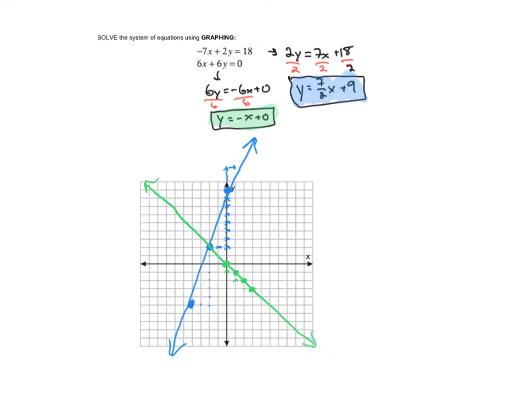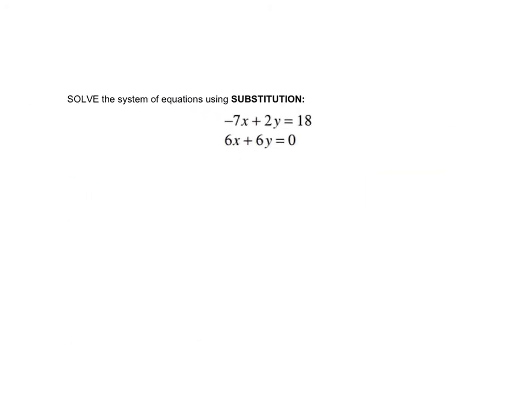So all we need to do is figure out that point. Looks like negative 2, positive 2, right? The x value is negative 2, the y value is positive 2, and we'd be done. All right, there we go. There is the graphing. Let's get right into the substitution.